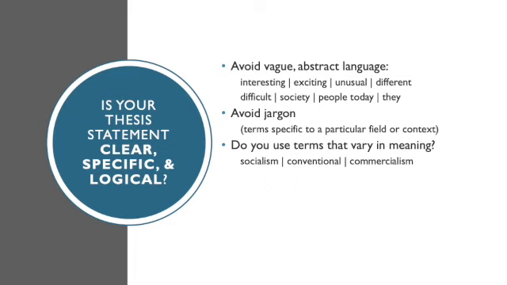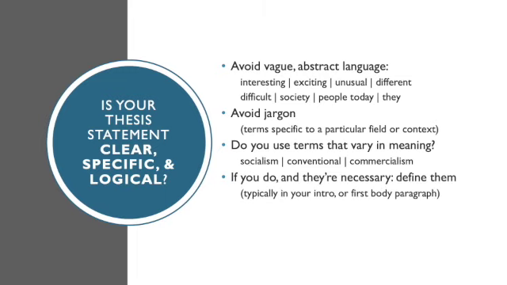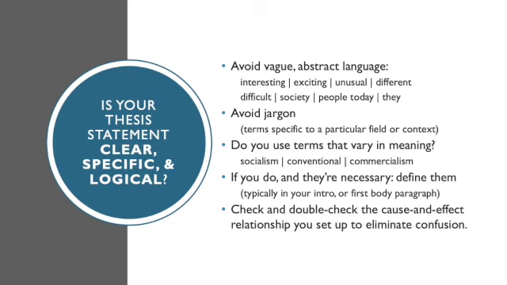And if you do use terms that vary in meaning, such as socialism, democracy, things like that, try not to use them in your thesis statement, but if you do need to use them and they're absolutely necessary to your argument, then make sure that you take the time to define how you are using them in the context of your argument so your reader is very clear about what it is that you're saying. And then you always want to check and double check that cause and effect relationship that you set up, right? Thinking about that unification of the thesis statement and how the different parts are related to one another, the logic of the argument. Does one thing follow the next? Does it make sense?